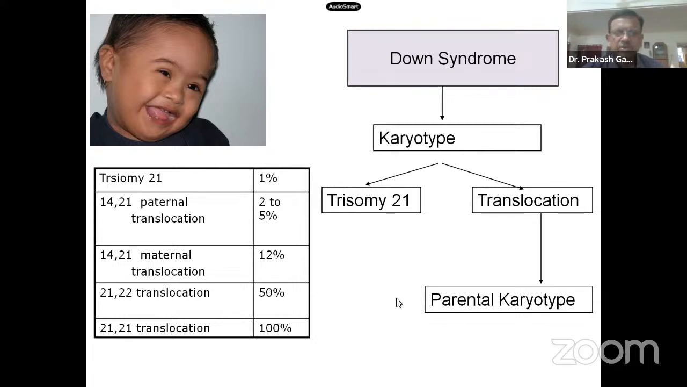So that is why we must know the karyotype of the Down syndrome child, then trace the parents, culture them, and then know the type of translocation and which of the parents is the carrier.